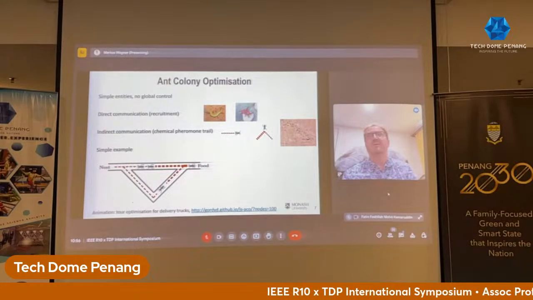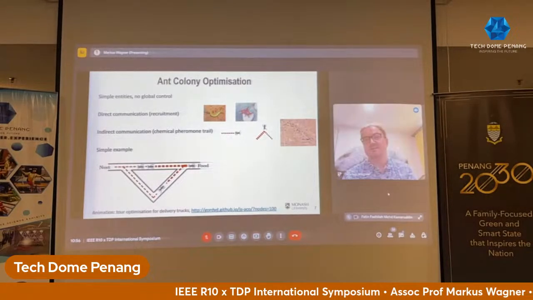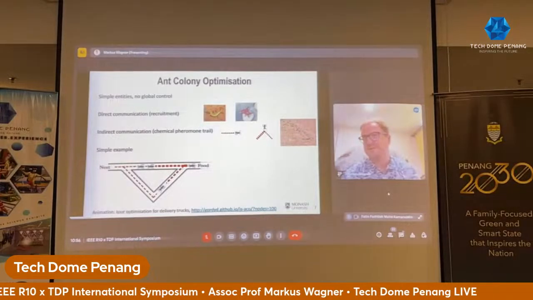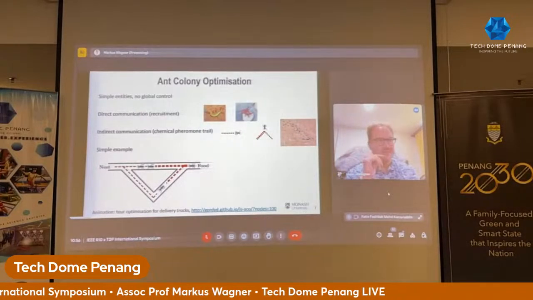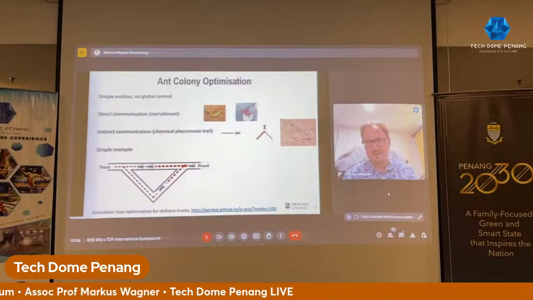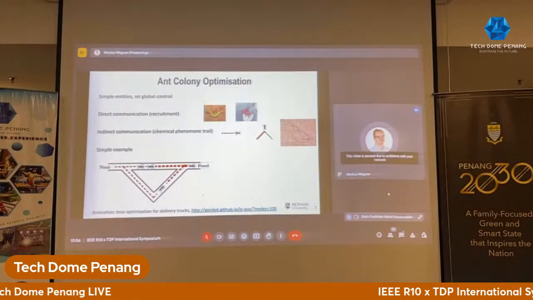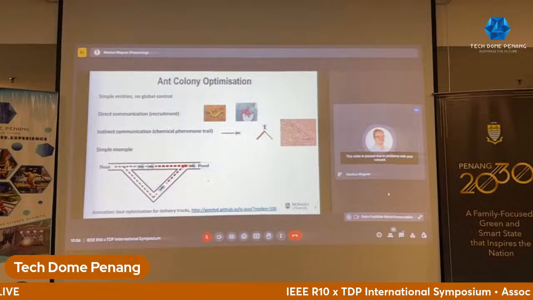We can use this in computers, for example, to optimize our routes for delivery trucks. I will not jump over there because it's otherwise going to cost about 5 minutes' time. Let's see if we happen to have time. Maybe I'll briefly jump into this later. Good. So that's something here on ant colony optimization.